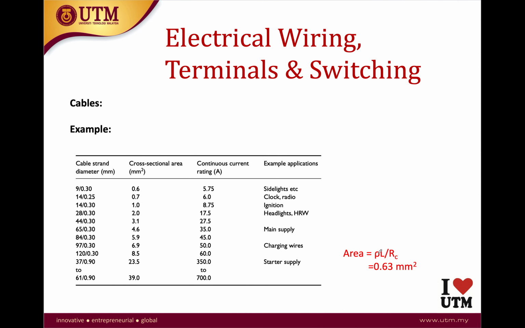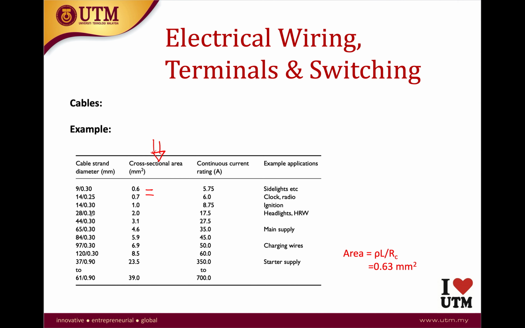So if you go to the catalog, for example, this is a catalog, you can look at the cross-sectional area component. You have 0.6 or 0.7. After that, you need to know also the continuous current rating. Based on the previous value, you know that the continuous current rating is 5.75 and 6 amp.